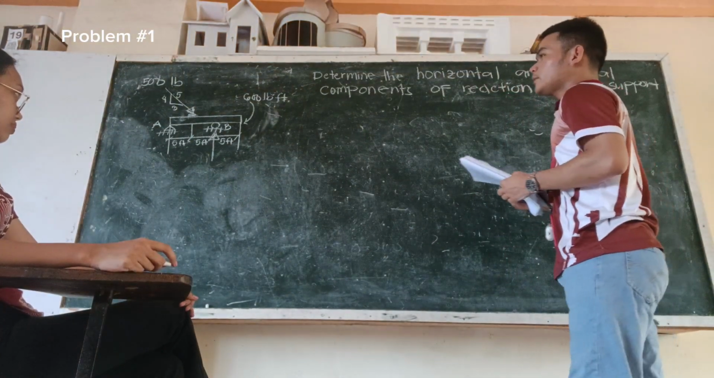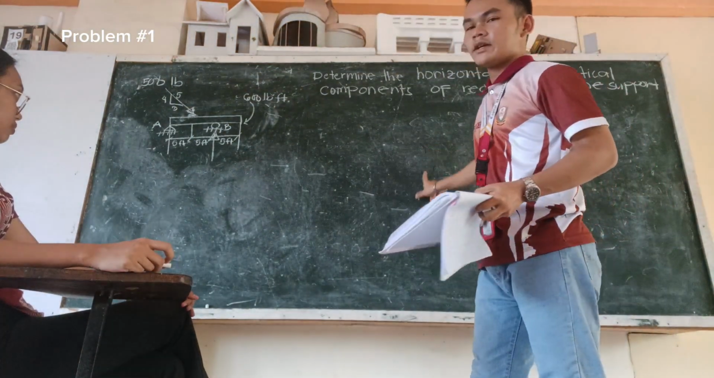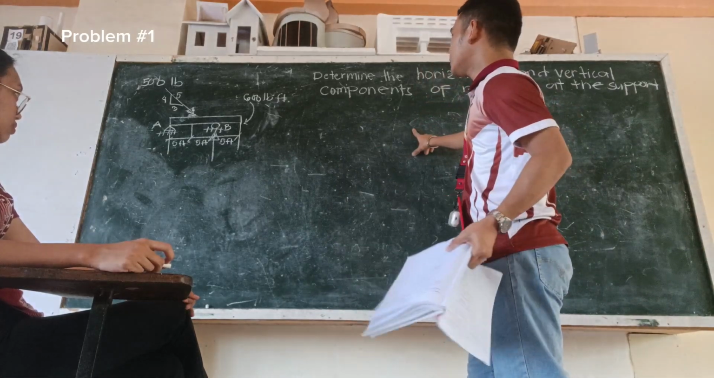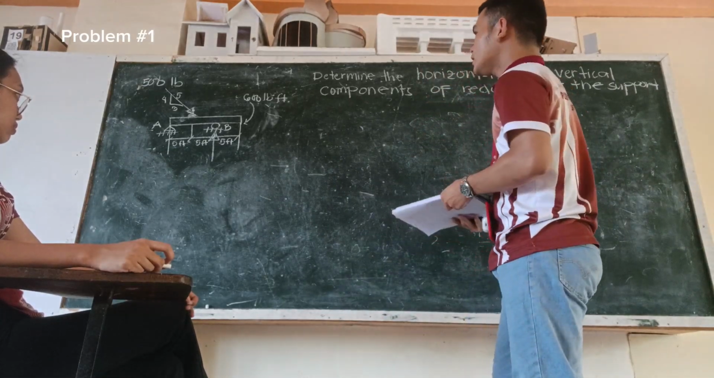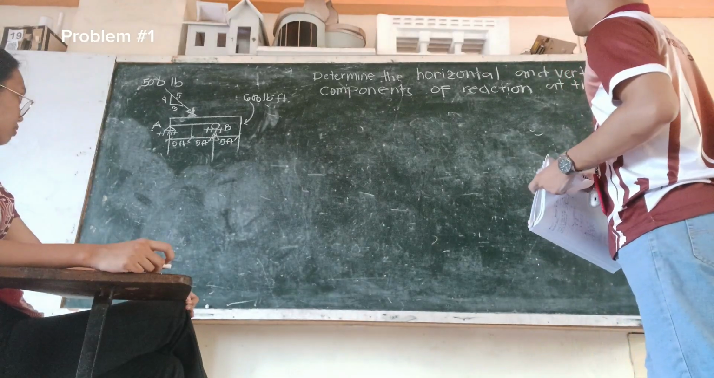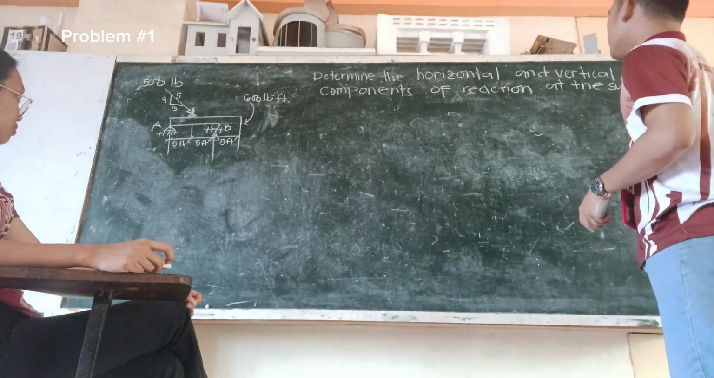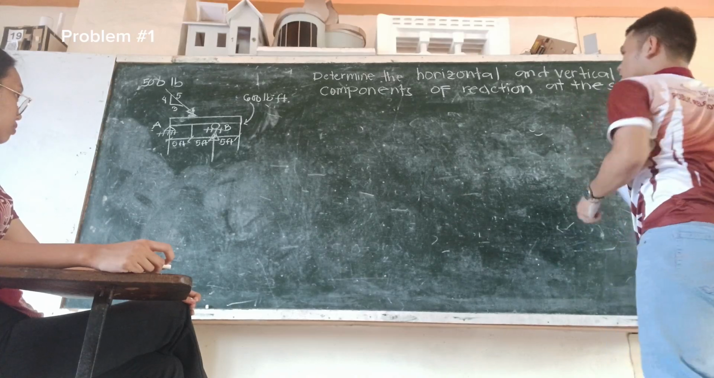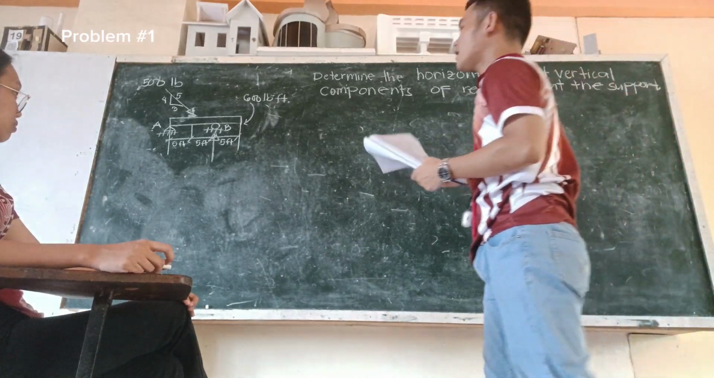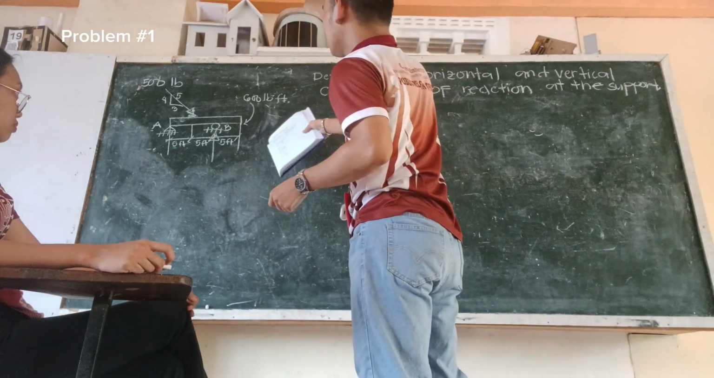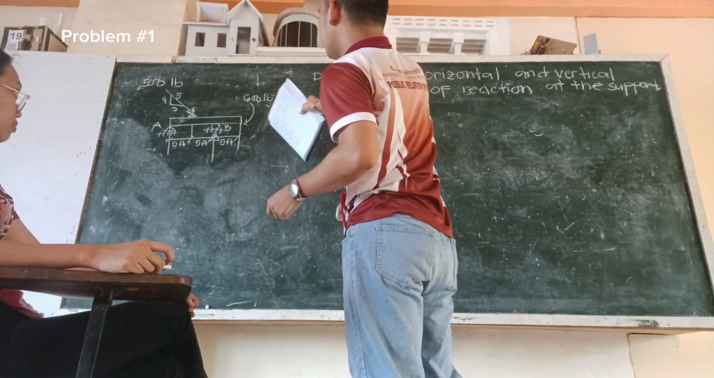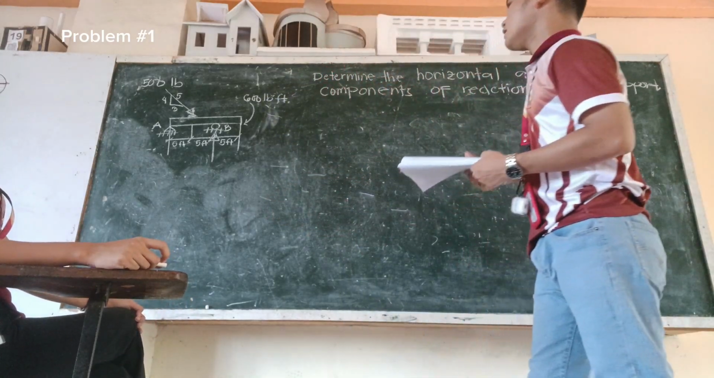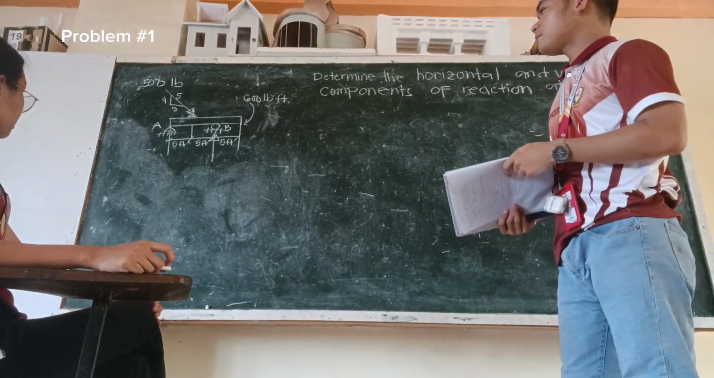So today we will be discussing the problem regarding the equilibrium of rigid bodies with respect to their reaction support. In this problem, determine the horizontal and vertical components of reaction of the support. Neglect the thickness of the beam. So we have the given forces of 500 and 600 pound-foot.